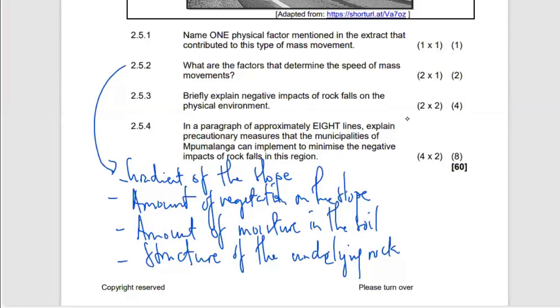Briefly explain the negative impact of rock falls on the physical environment. On the physical environment, we are looking at the natural environment. How do rock falls impact on the natural environment? We look at things like the damage to trees, as the rocks are falling.